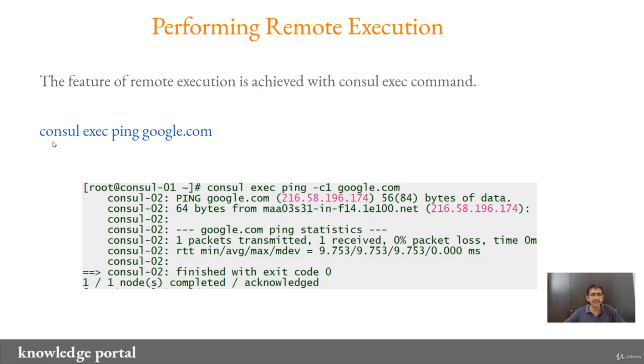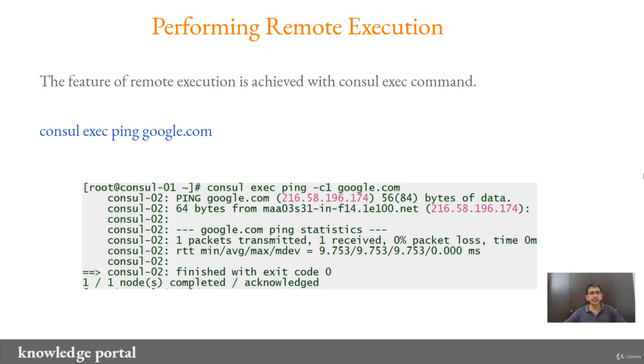The overall syntax is consul exec followed by the command that you want to run. In this case it is ping google.com. So when you do a consul exec followed by the command, in this case ping -c1 google.com, it will go ahead and run it. If you see in the output, this command was executed at the consul-02 instance. So it is pinging and you're also getting the response back. Whatever response to this command was received, that is also something that you are able to see.